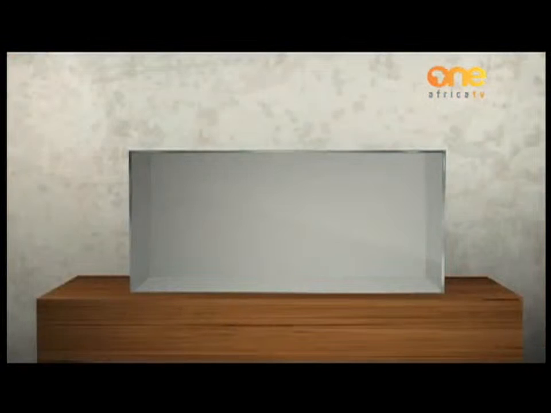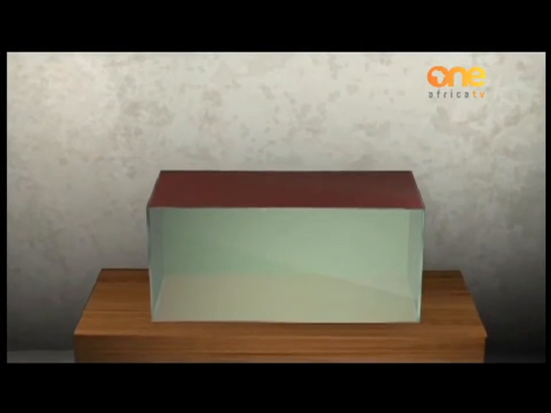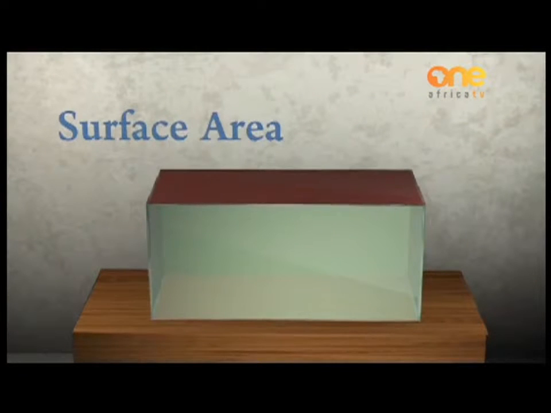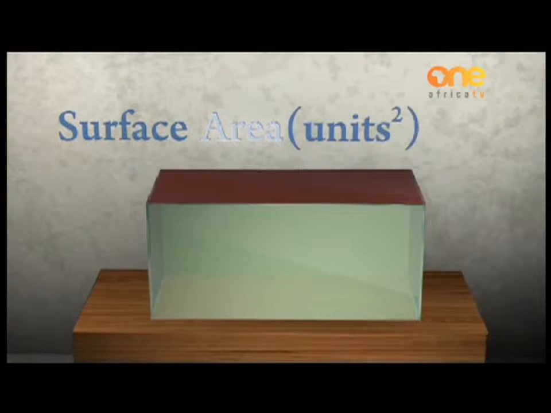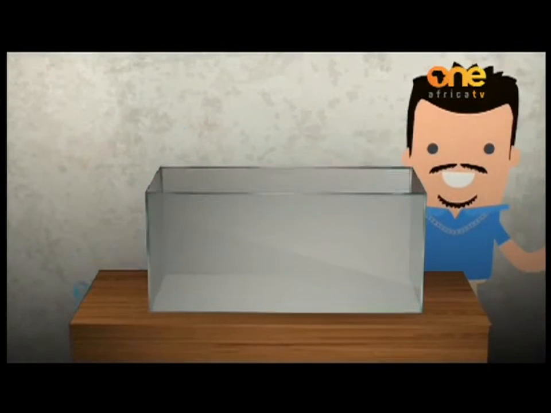Zooming out, if we combine the area of all the faces, then we will have calculated the surface area of the fish tank, measured in square units, since it is area. It is the outside of the shape that Richard could touch. How is this different to volume?